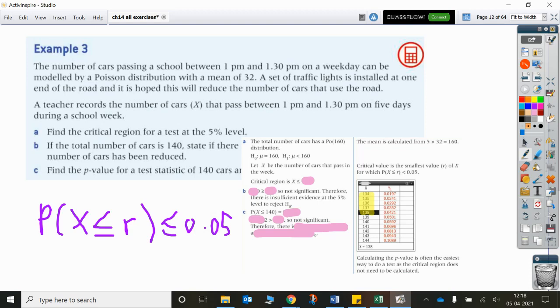Now, again, I would do this via some trial and error. I would realize that 160 is clearly the middle, so I just need to go a little either side. I might try 140, I might try 150, I might try 130, and I'll quickly get there on my calculator. So I'm looking for the first time at which the CDF for the Poisson distribution dips below 5%.